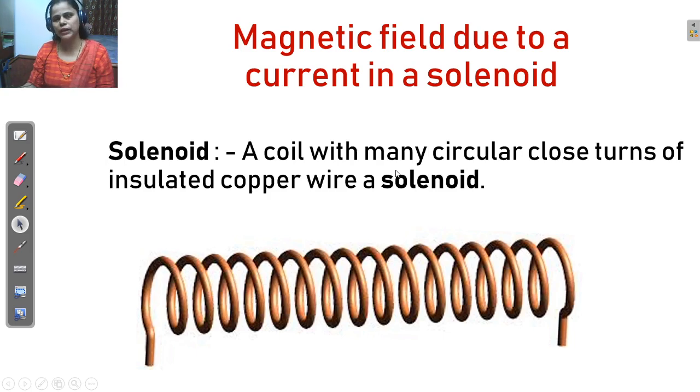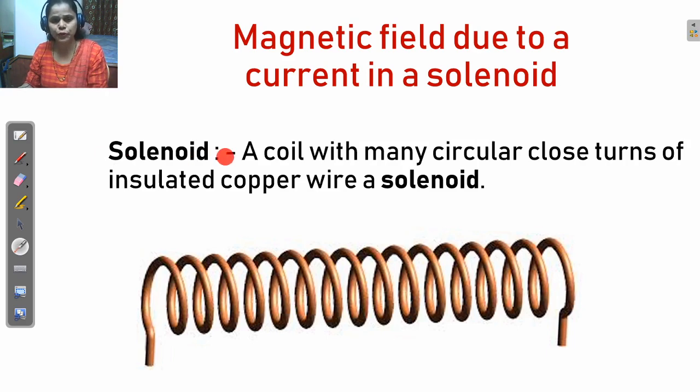Our today's topic is magnetic field lines, magnetic field due to the current in a solenoid. What is a solenoid? Just look at this picture. This is the solenoid. It looks like a spring. In a spring there are multiple loops, multiple turns, same as the solenoid having multiple loops, 1 2 3 4 number of loops here.